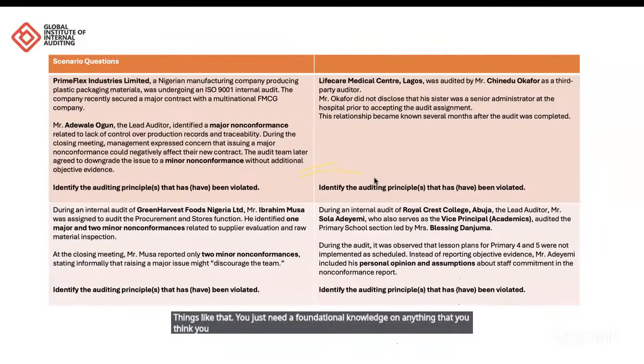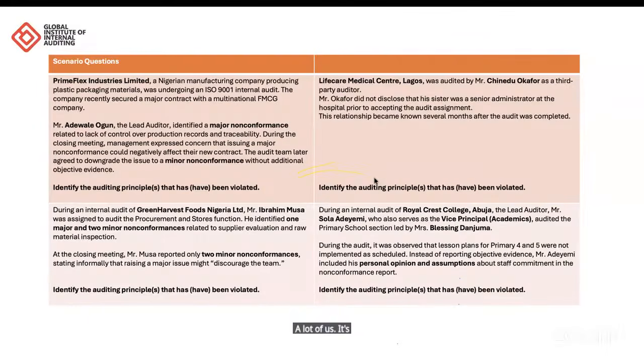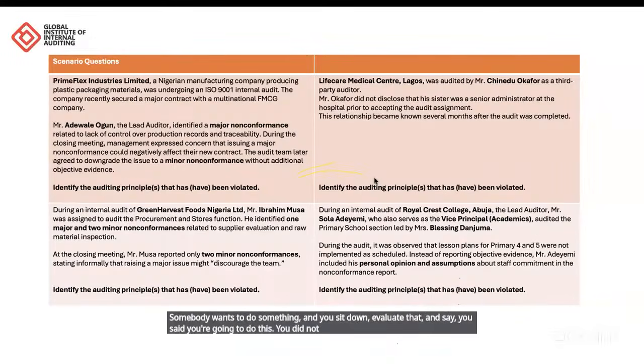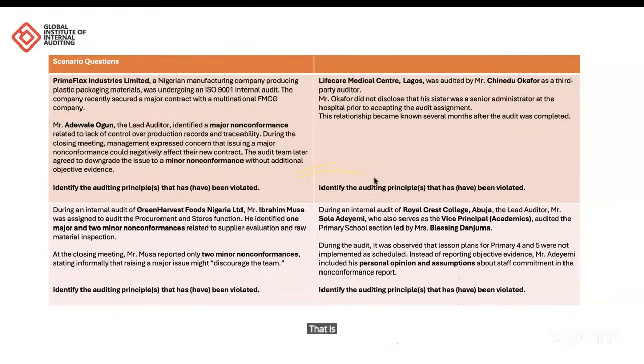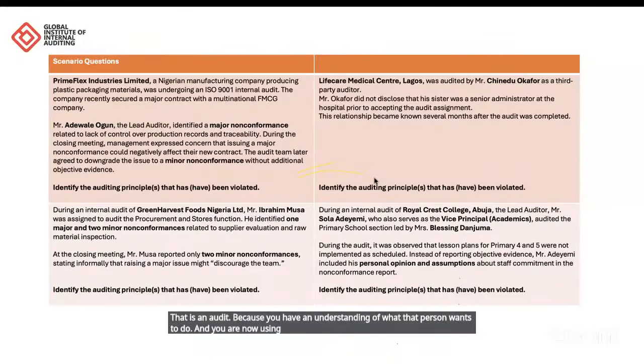A lot of us are conducting an audit and we don't know. It's just because you do not call yourself an auditor. Somebody wants to do something, and you sit down, evaluate that and say, you said you are going to do this, you did not do this. What happens? That is an audit, because you have an understanding of what that person wants to do, and you are now using that understanding to ask questions. You are using that documented criteria.